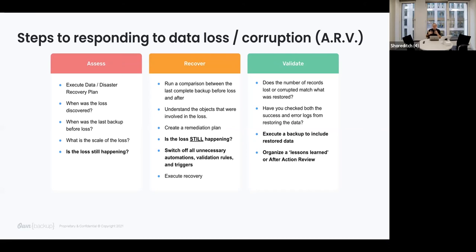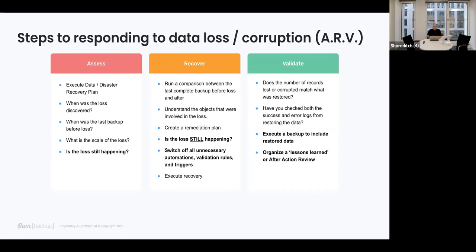Executing a backup to include the restored data is also super important. Nothing worse than you've just done a restore and then there's another data loss. So back it up after you've done any restoration, and it will also help you should another loss occur immediately. So always remember to do that.